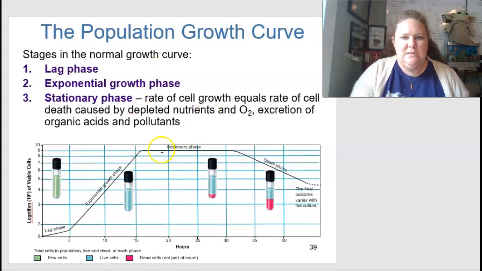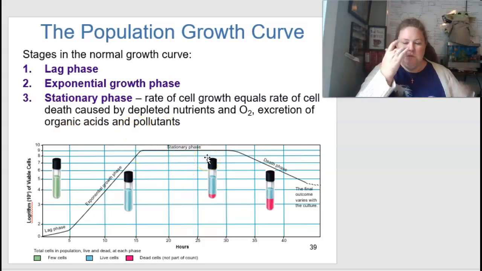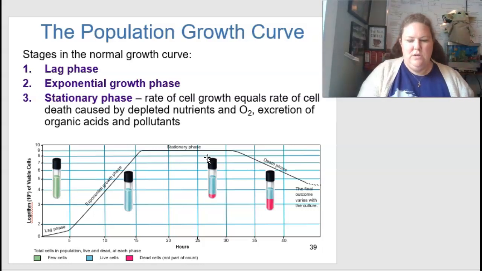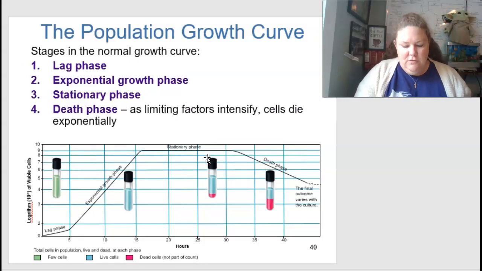When you get to step three, this is your stationary phase, and it's kind of plateaued up here. This is where the rate of cell growth equals the rate of cell death caused by depleted nutrients and oxygen, and the excretion of organic acids and pollutants is going to kind of equalize that out. So we don't have the best nutrients anymore, so our growth rate equals the death rate, and we have a plateau there. Then four is your death phase. This is where, as limiting factors intensify, the cells are going to die off exponentially. And eventually everything's going to be dead because you ran out of nutrients.